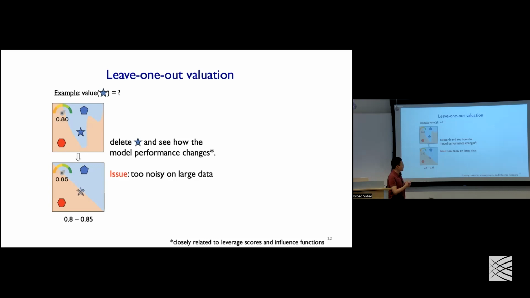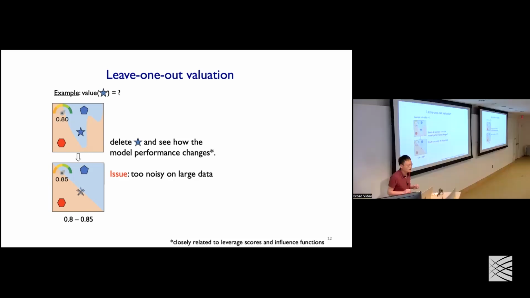So it sounds quite intuitive, but for modern large data settings, this actually ends up being very noisy. The reason is that if I have a big data set of 100,000 genomes or 1 million images, the impact of leaving out a particular sample is going to be relatively small, especially if there's randomness in how I train the algorithm, maybe different random seeds. If I do this leave one out, it's going to give a very noisy estimate of the value or the influence of this particular data point.